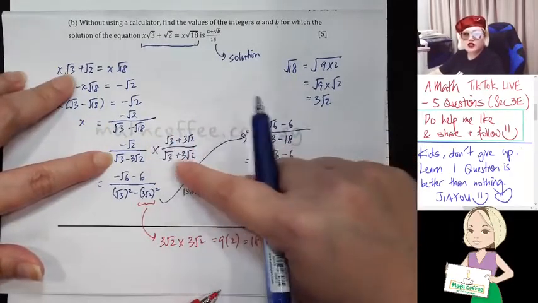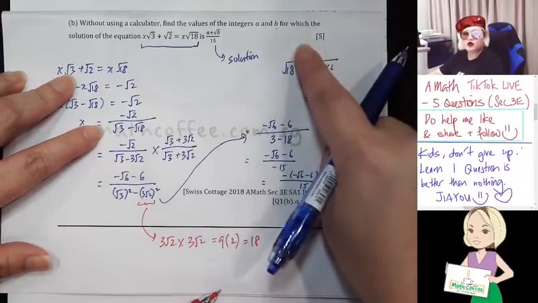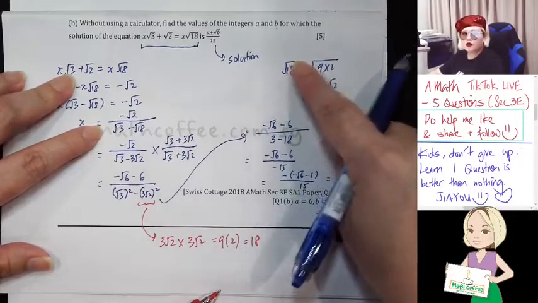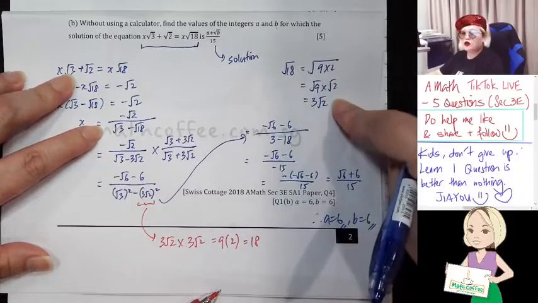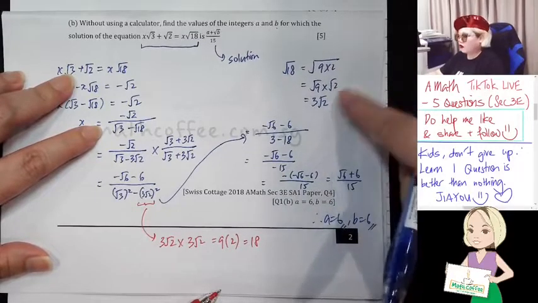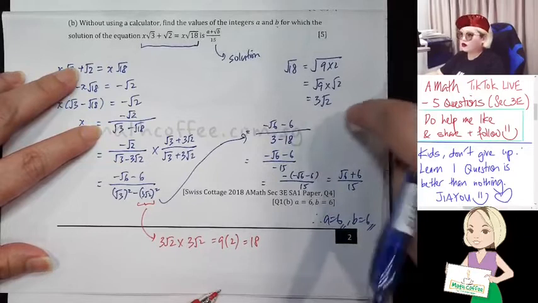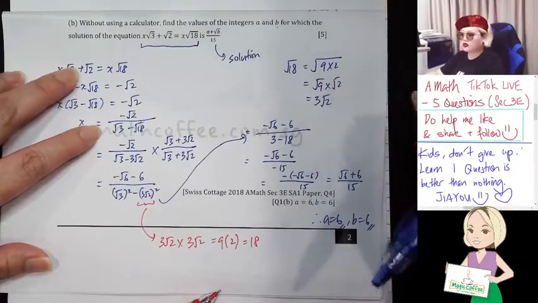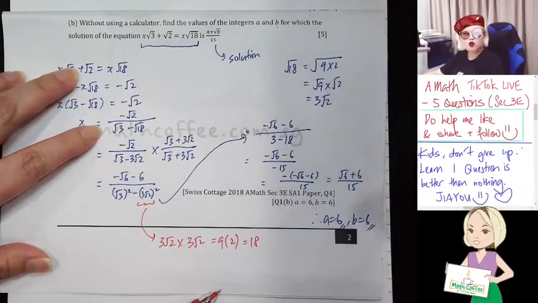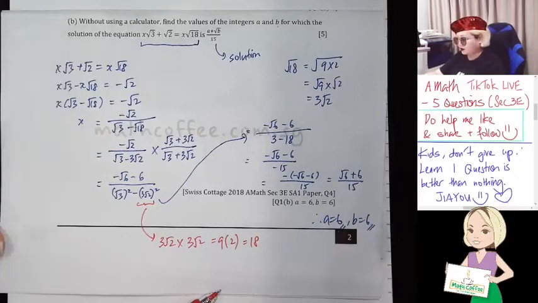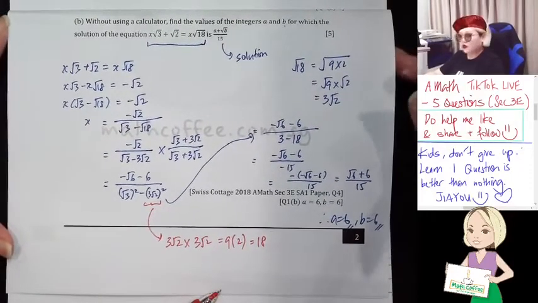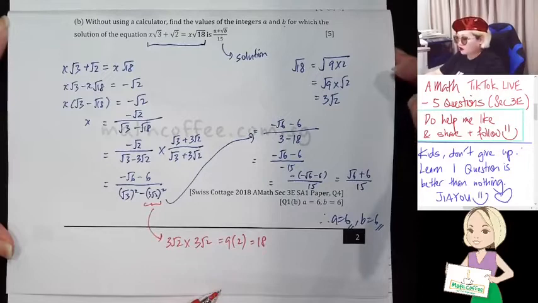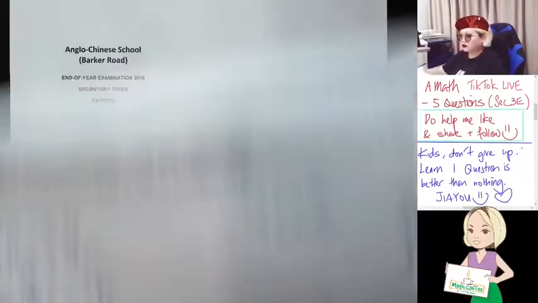Before I rationalize, I'm going to simplify my surds first, because square root 18 is too big. So we always simplify it, in terms of square root 2, square root 3, square root 5, square root 7, square root 6, the smaller surds. So it's easier for you to manipulate. Okay? So we are done with this question. Let's move on.